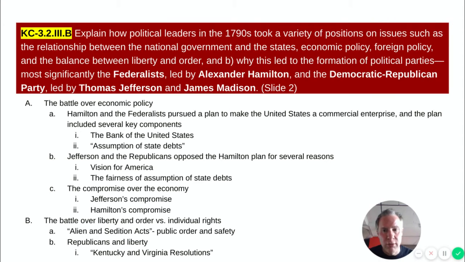He also opposed the assumption of state debts because a lot of the debts had been already paid off by the southern states. It was states like New York and Massachusetts that were problematic. And he said, well, Hamilton's from New York.